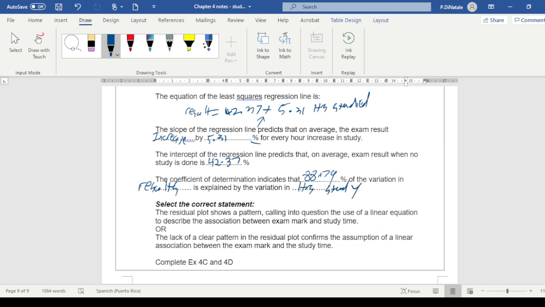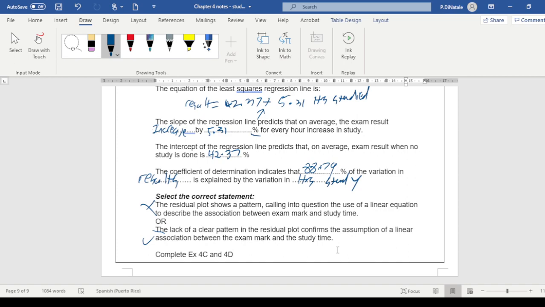Okay, select the correct statement. The residual plot shows a pattern, or the residual plot shows lack of a pattern. That's the right one, that's the wrong one. Okay, so that brings us to the end of 4C and 4D.